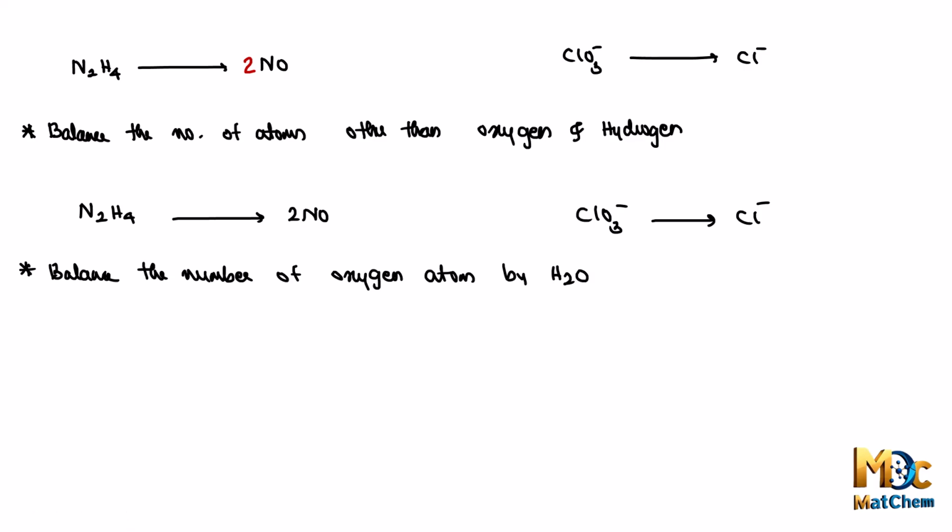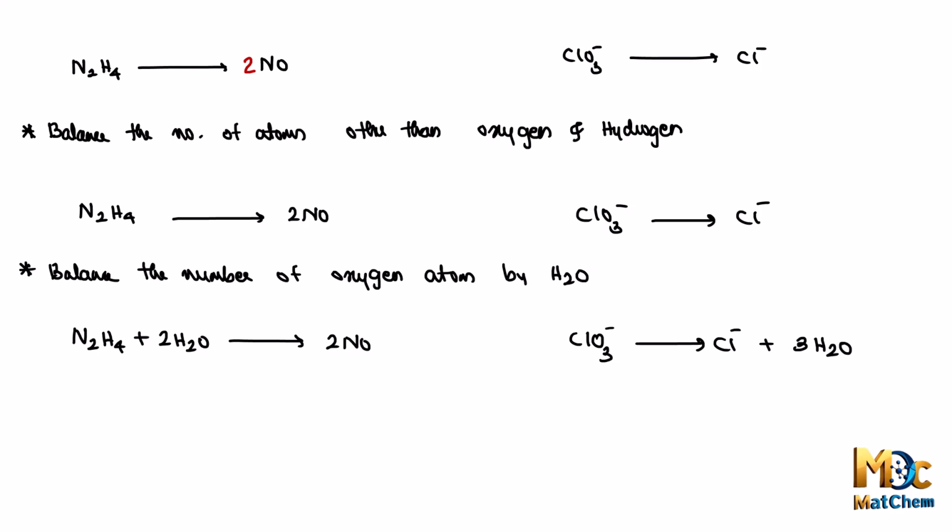You can see that we have 2 oxygen atoms on the right hand side of the equation. We don't have any oxygen atom on the left hand side. 1 oxygen can be balanced by 1 water molecule. Therefore, 2 oxygen can be balanced by 2 water molecules. So you can add 2 water molecules to the left hand side of the equation, which will give you 2NO. In the same way, we have 3 oxygen on the left hand side of the equation, and there is no oxygen on the right hand side. 3 oxygen can be balanced by adding 3 water molecules on the right hand side, so you will get ClO3 minus giving Cl minus plus 3H2O.